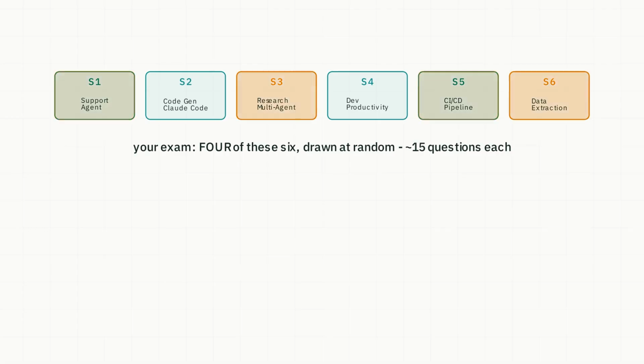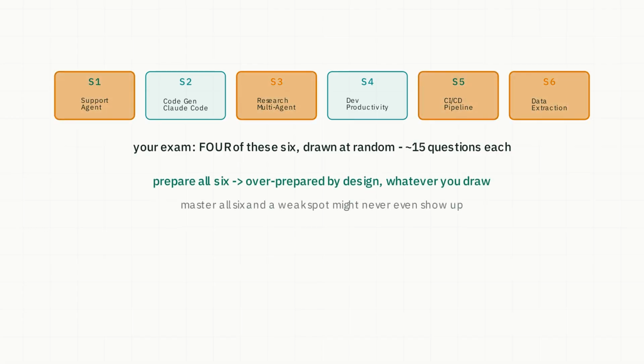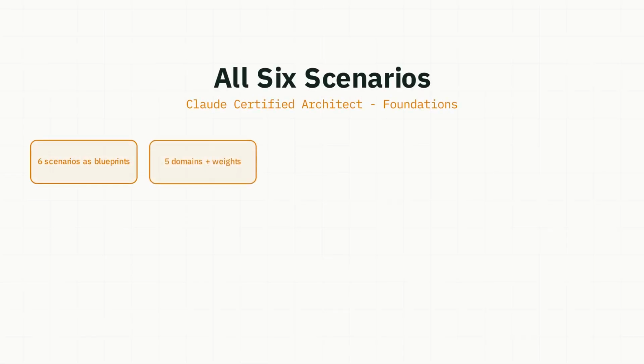Read that again as a strategist: prepare all 6, and you walk in over-prepared by design, because whichever 4 you draw, you've rehearsed them. Master all 6, and you can even afford a weak spot. There's a real chance it never shows up. No other exam in this program hands you its own script in advance. This one does. So this video does the obvious thing, done properly.